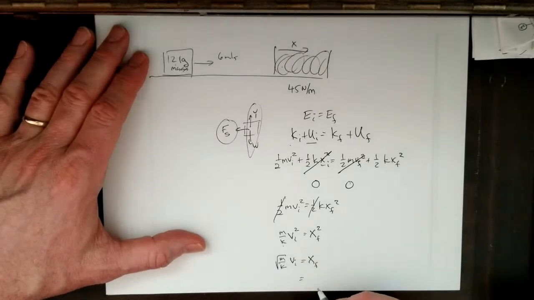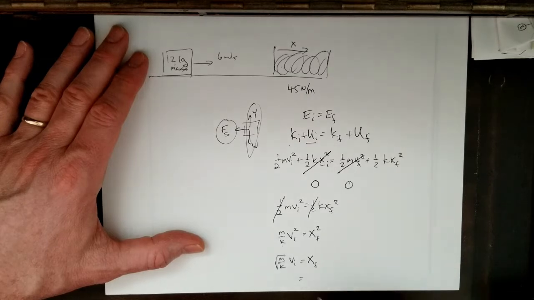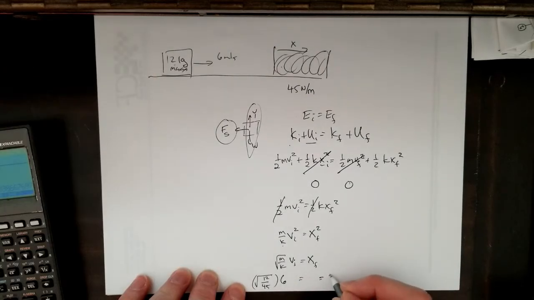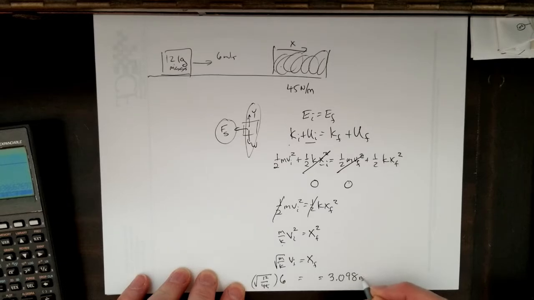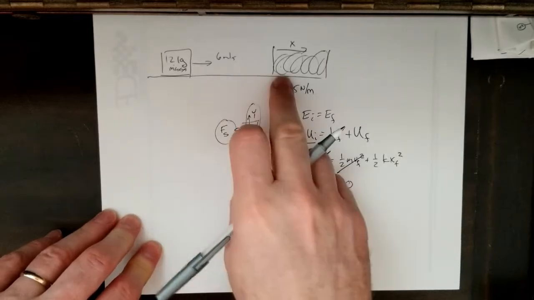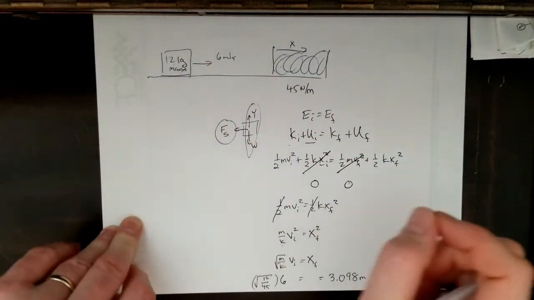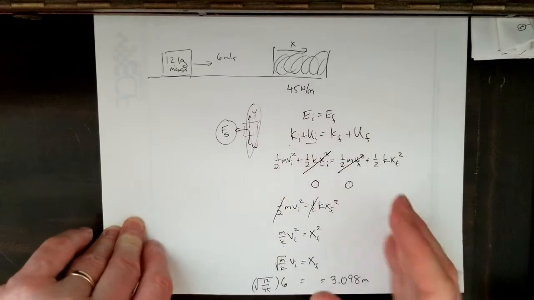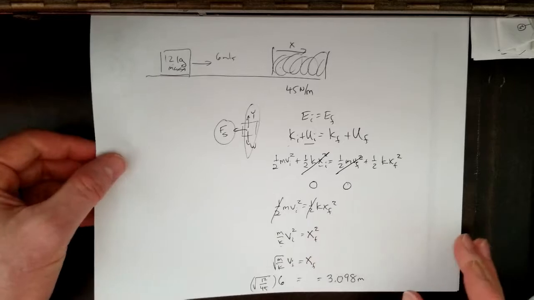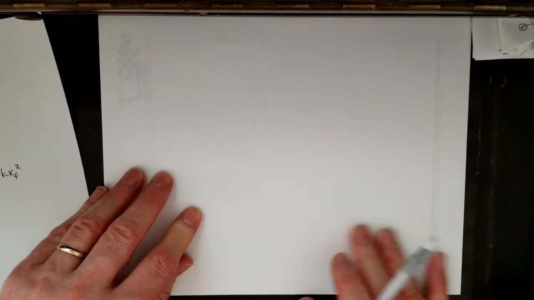And just working through the math there, we end up with the compression being the square root of 12 over 45 times 6, which equals 3.098 meters. So that's how far this thing is going to compress. So if the mass then sticks to the spring, we now have a mass basically attached to a spring on a frictionless floor. It's undergoing simple harmonic motion because the only force acting on it is the force from an ideal spring. I have an amplitude now.